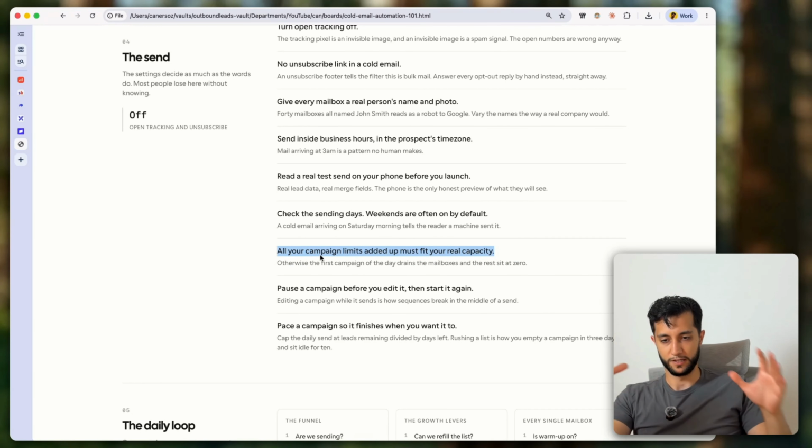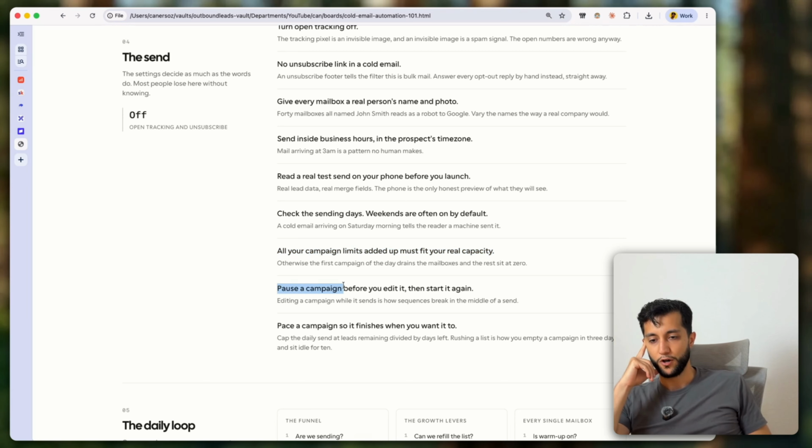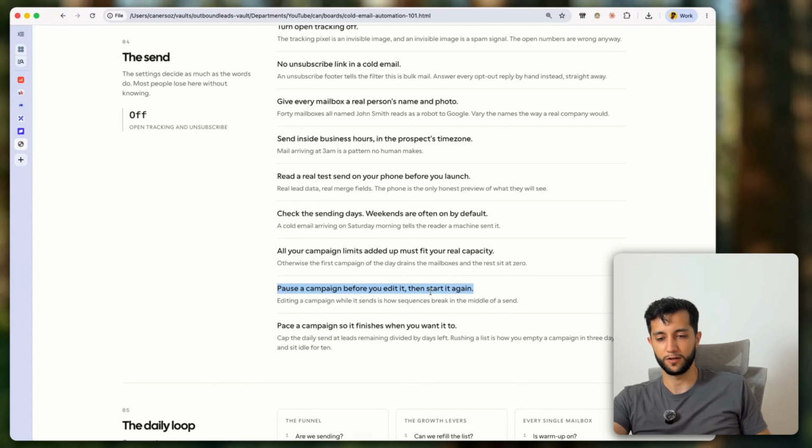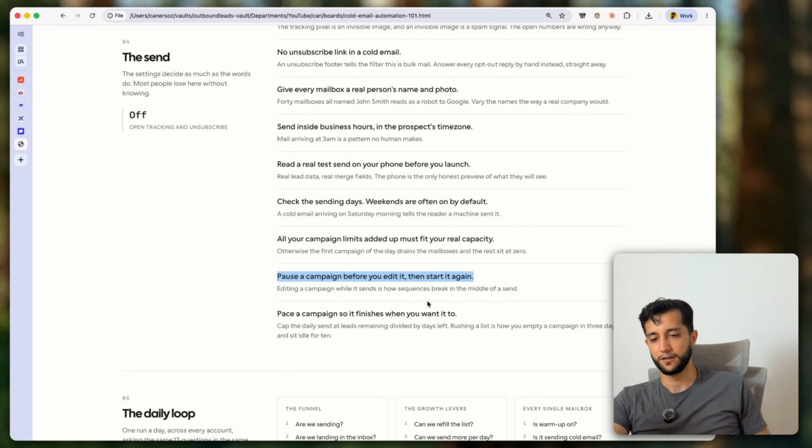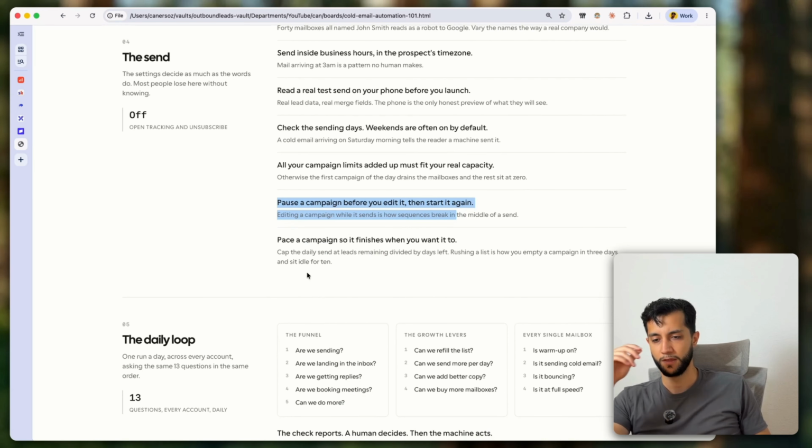So, with that said, just make sure this basic stuff actually works. Pause a campaign before you edit it, then start it again. This is actually a crux with Email Bison. That's why I put it there. Email Bison just requires you to pause the campaign before you actually edit anything about it. I don't think this is too relevant right now, but I guess I covered it because I didn't really see that before I recorded the video. So, it's all good.